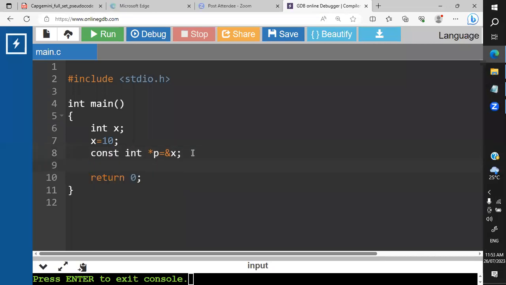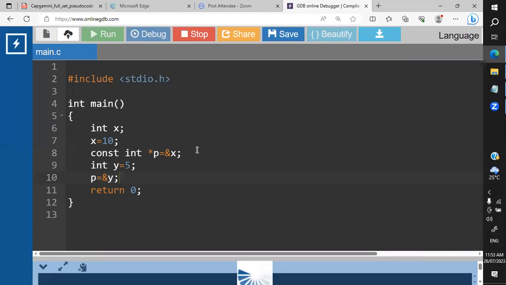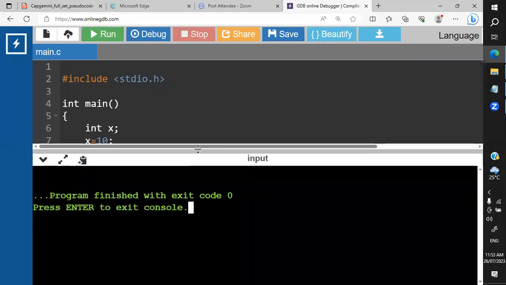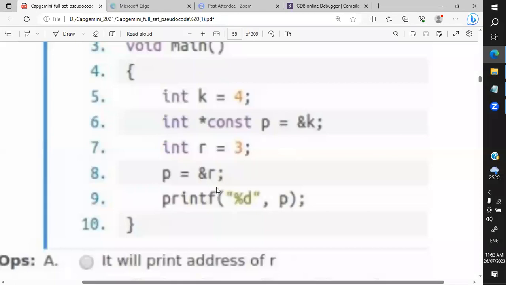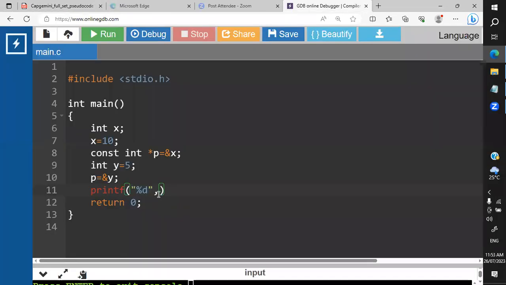Then I'll write another variable, int y is equal to 5. Then I'll write p is equal to address of y. The same question, but with different variables I'm writing. Not giving any error. p is equal to address of y. Printf, double quote percent d comma. What are we printing? Let's see that. What was the printing statement? p we are printing.